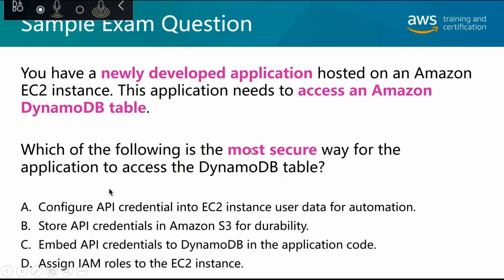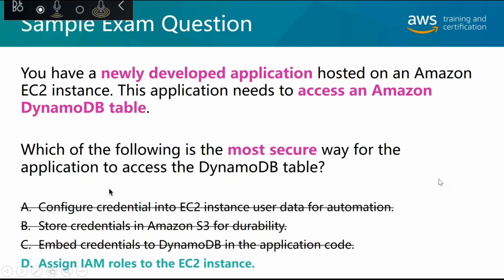So most secure, and you have an app that is accessing DynamoDB tables. So let's go to A for a second. It says configure credentials on EC2 instance user data for automation. You definitely don't want to do that. You definitely don't want to store the credentials in Amazon S3.